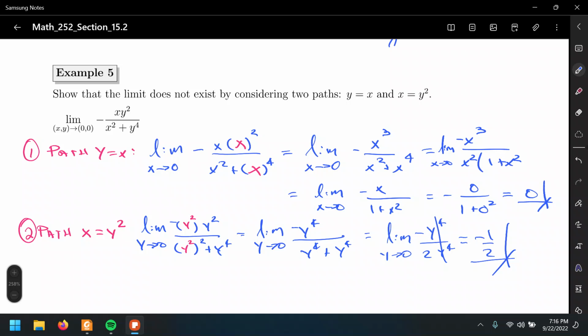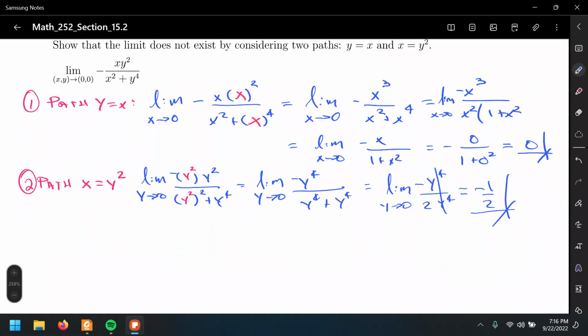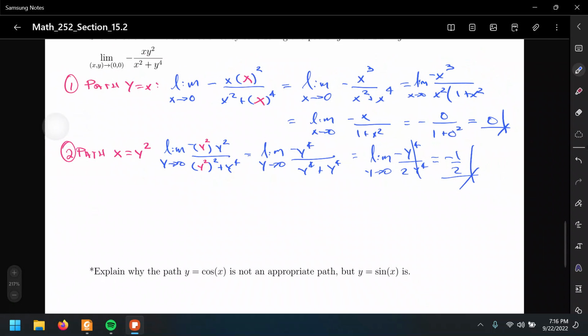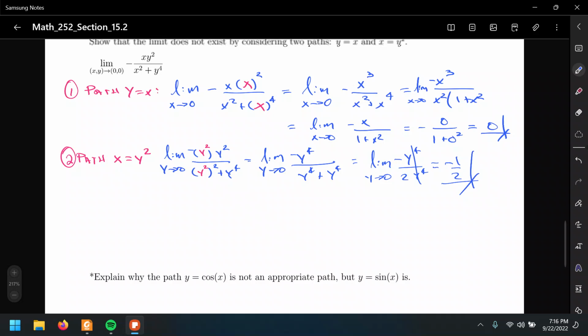Well, this proves that the limit does not exist. However, if we were getting the same limit over and over, that doesn't prove that the limit exists, because there could be some paths for which the limit can be different that we are not exploring. Now, the question is, and that's the bottom part for this exercise. Well, let's explain why the path y equals cosine x is not an appropriate path. However, on the other hand, the path y equals sine x is an appropriate path.